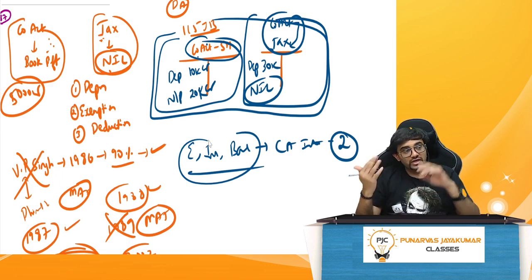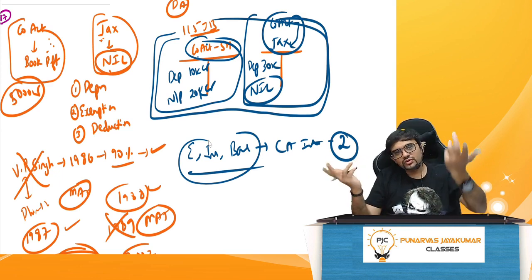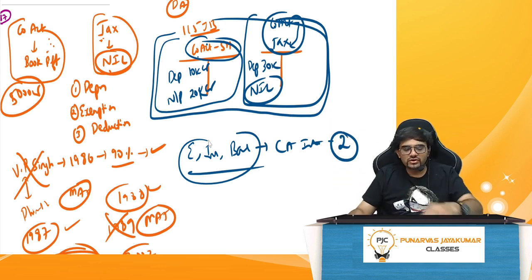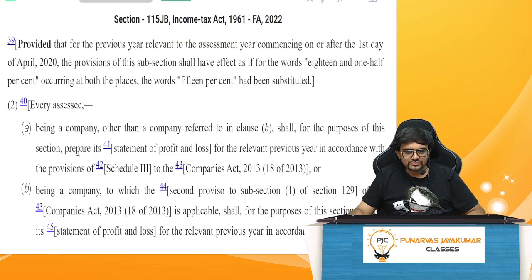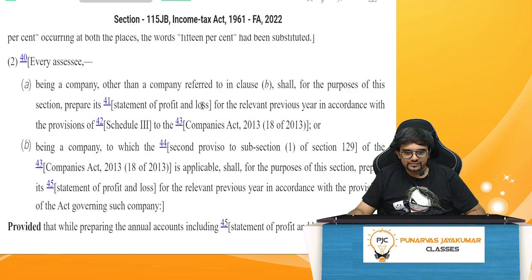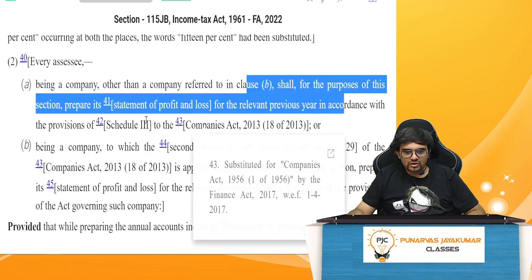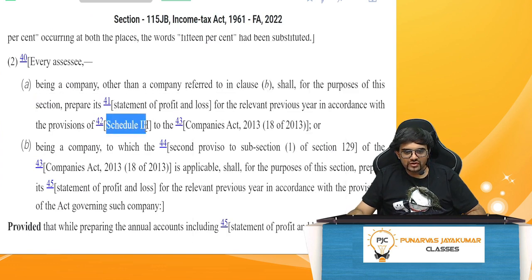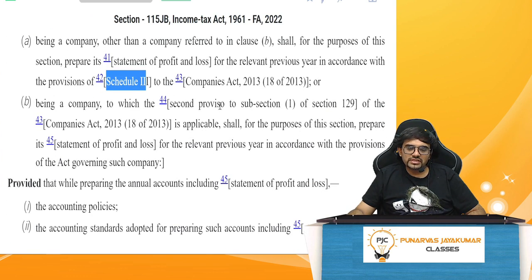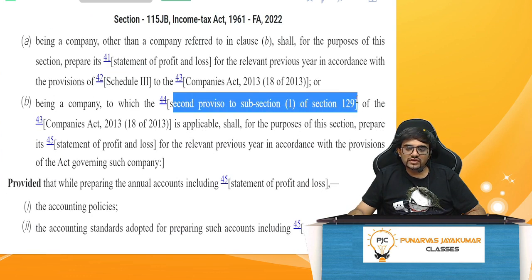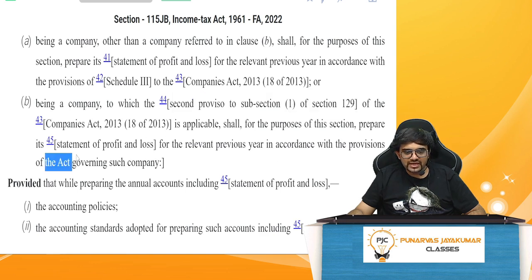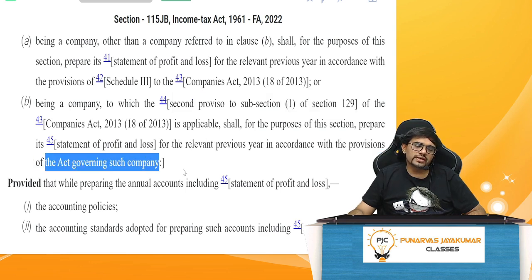Second part: electricity company, insurance company fellows, do it. I'll do it as per your books only. I'm not going to change, right? In accordance with provisions of Schedule 3, you follow Schedule 3. And for other companies following the second proviso to 129, that is banking company, insurance company, etc., please do it as per the Act governing such company, by the Banking Act, Insurance Act, no problem.